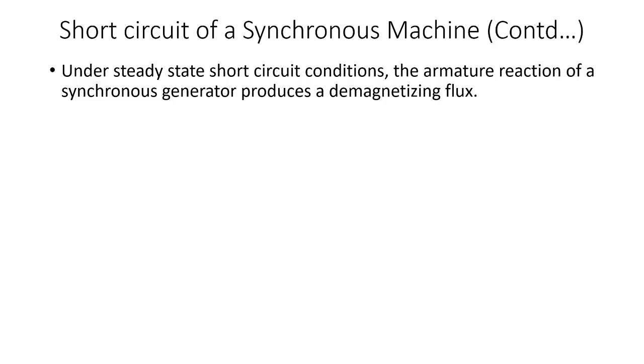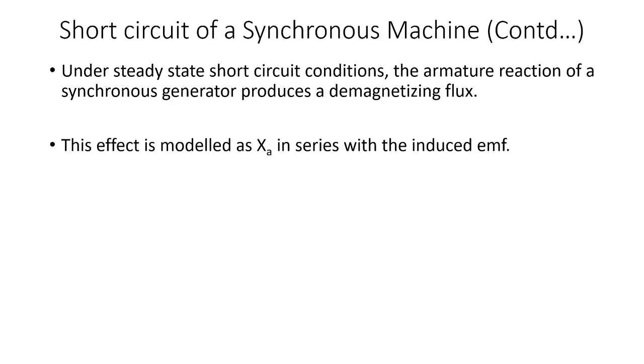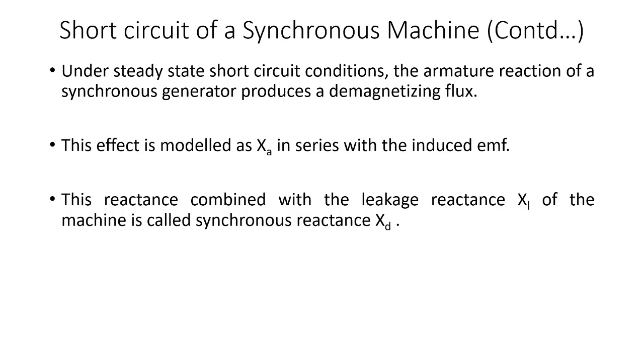So we can see that under steady state short circuit conditions, the armature reaction of a synchronous generator produces a demagnetizing flux. The effect is modeled as XA in series with the induced EMF that we will see in the diagram. This reactance is combined with the leakage reactance XL of the machine, and this combination is called the synchronous reactance. That is, the leakage reactance of the machine which limits the flow of current during the fault.